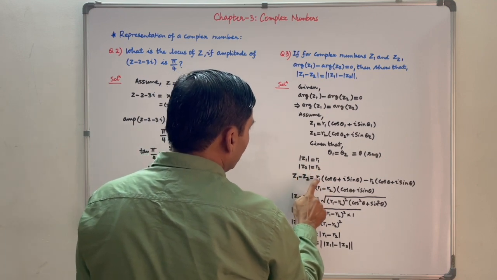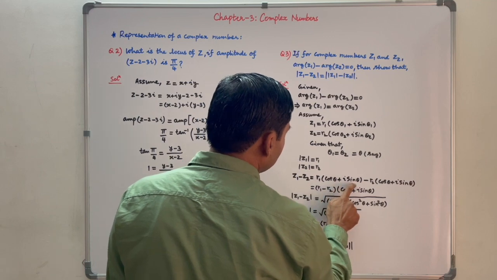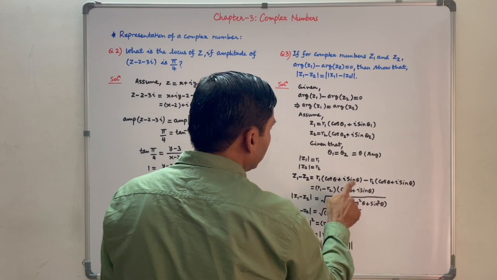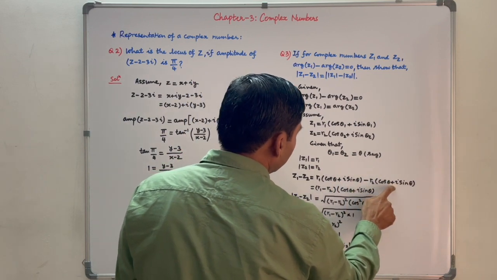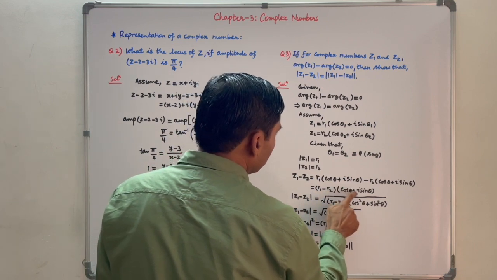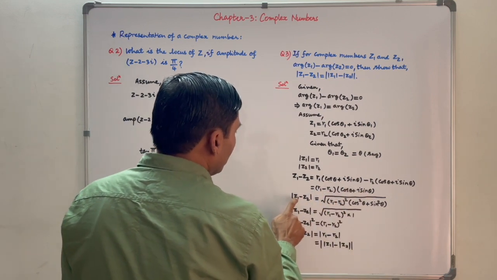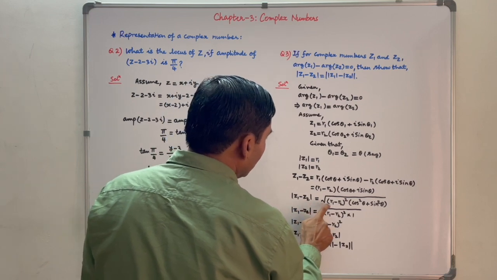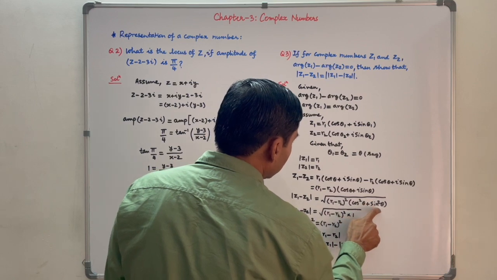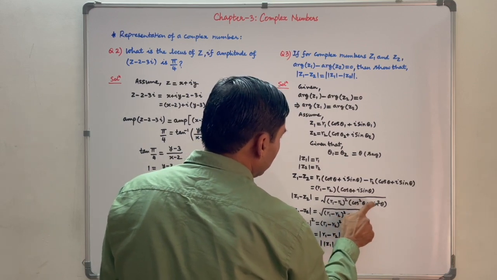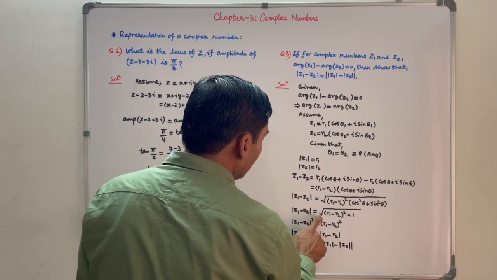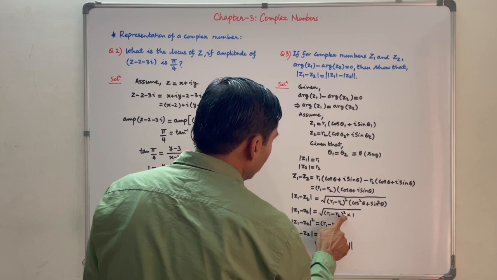z1 minus z2 is equal to r1 into (cos theta plus i sin theta) minus r2 into (cos theta plus i sin theta). We can take (cos theta plus i sin theta) common in both the terms. So it will be (r1 minus r2) into (cos theta plus i sin theta). So mod of (z1 minus z2) is equal to under root of (r1 minus r2) whole square into (cos square theta plus sin square theta). The value of cos square theta plus sin square theta is equal to 1. So mod of (z1 minus z2) is equal to under root of (r1 minus r2) whole square.